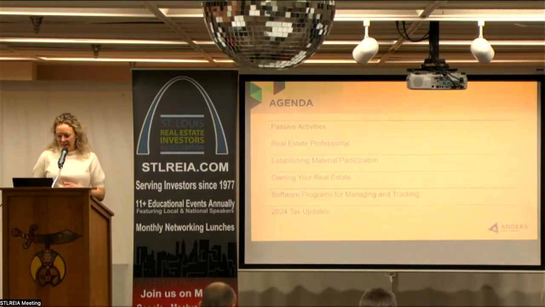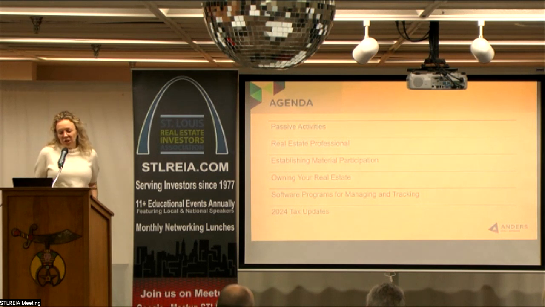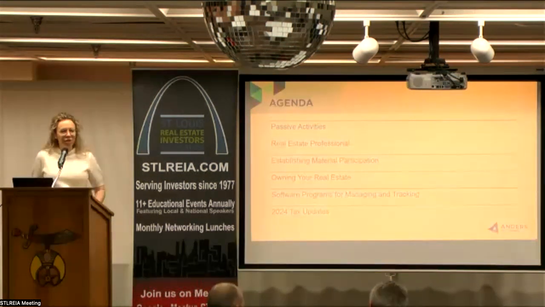So first up is a bit of an agenda. These are some of the topics that I thought of as I was thinking what might be of interest to you. So discussing what makes for passive activities, talking about the tests needed to qualify as a real estate professional, the tests that you have to pass to establish material participation, owning your real estate, how best to own the real estate, briefly touch on some of the software programs for managing and tracking your activity, and then lastly, just a few quick 2024 tax updates, because I can't give a presentation at this time of the year without talking about tax updates.